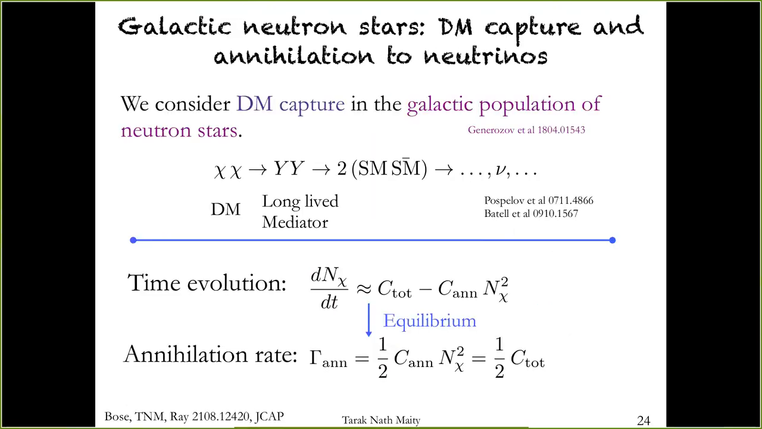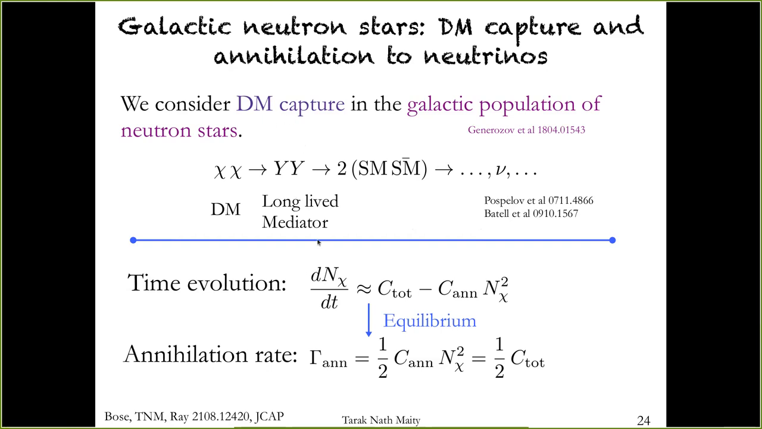As I said, we have considered dark matter capture in a single neutron star. We have also considered dark matter capture in a galactic population of neutron stars, and the corresponding algorithm to get the neutrino flux is given over here. Dark matter may annihilate to produce long-lived mediators. Those mediators just come out of the object to produce standard model states, and from there you produce neutrinos. Such long-lived mediators appear in a large class of dark matter models, like secluded dark matter models, dark proton dark matter models, and others.